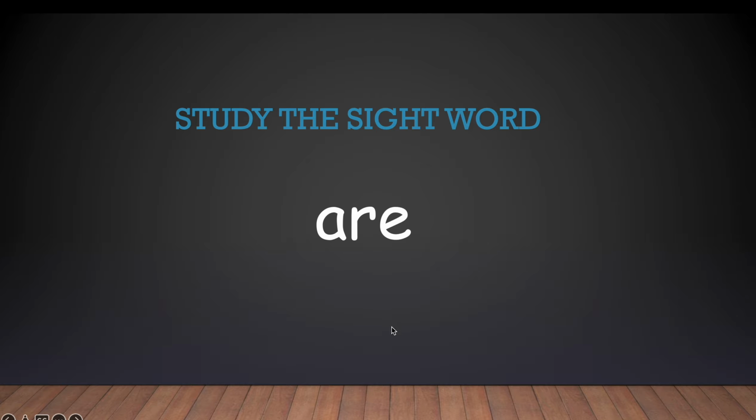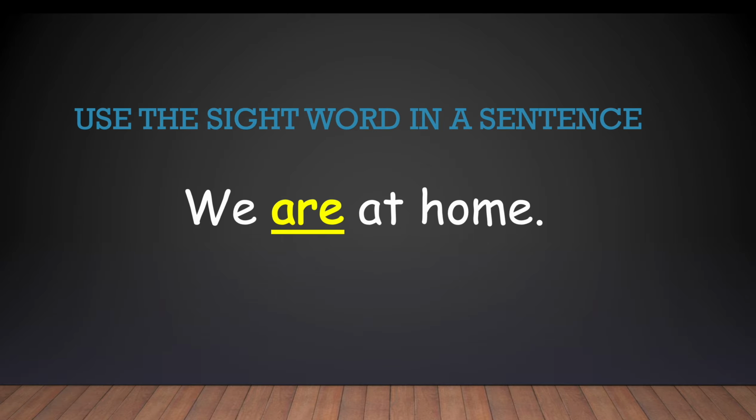Our next word we're going to study is the sight word are. Let's count the letters. 1, 2, 3. I see 2 vowels in this word, A and E, and 1 consonant, R. Let's clap the syllables we hear in the sight word are. Ready? Are. Let's spell it. A-R-E.